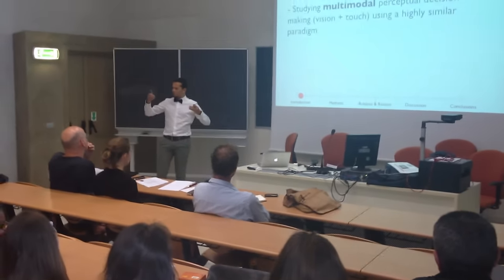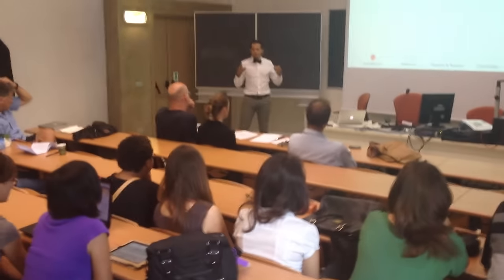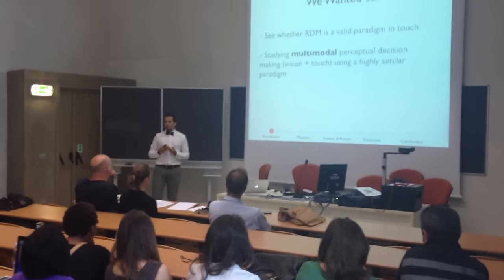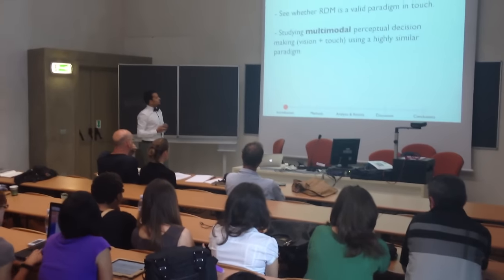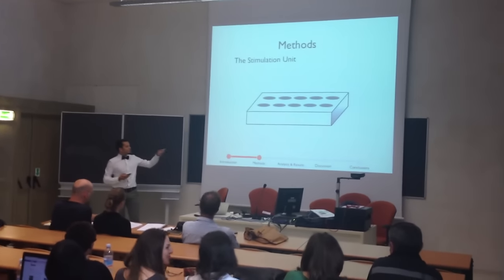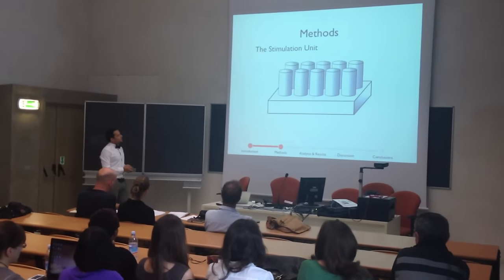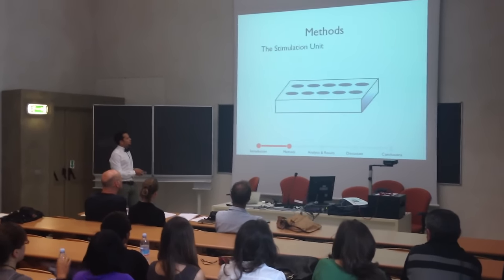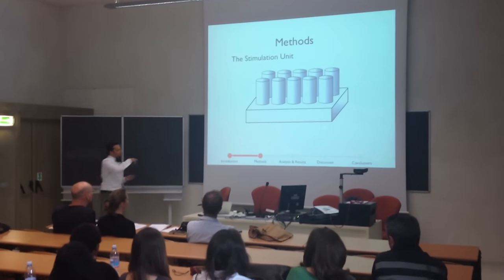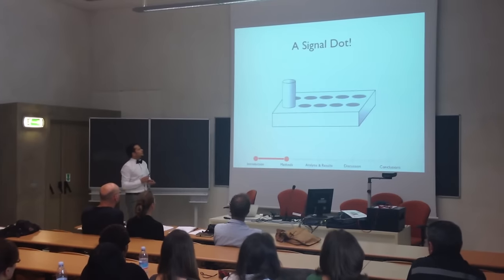We have the same stimulus, for example, that you can see and feel. And then we can see where things are being integrated in the brain. And this is multimodal perceptual decision making, we hope. So we use a device that has 2x5, 10 pins, and you can elevate them and retract them. This is how the device works. And by elevating and retracting pins, we are simulating an apparent motion that I will show you right now.